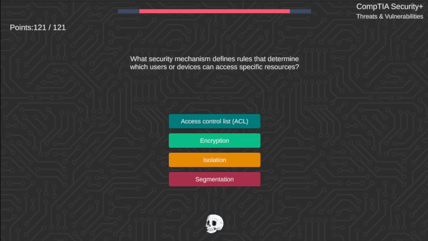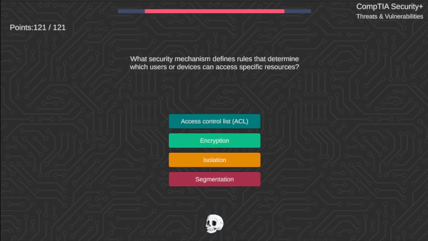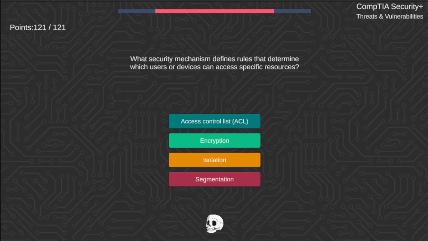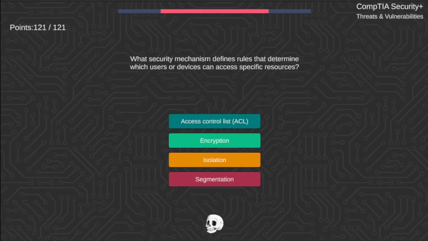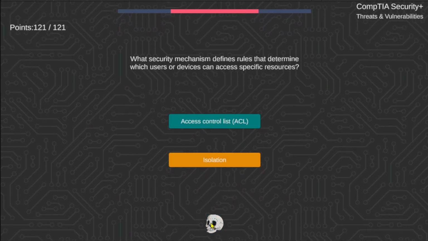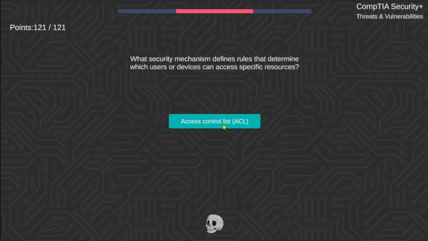Which security mechanism defines rules that determine which users or devices can access specific resources? Access control list, encryption, isolation, or segmentation. Rules that determine which users or devices can access specific resources. Correct answer is access control list.